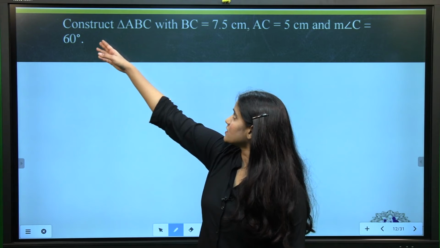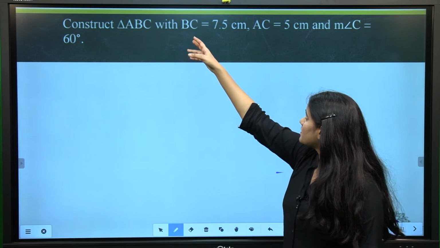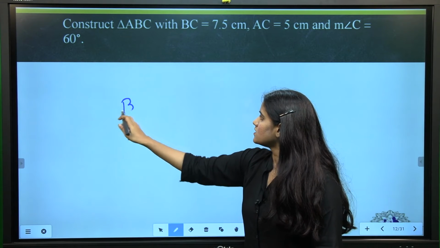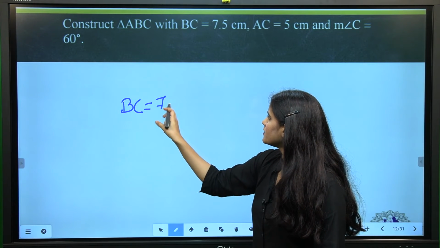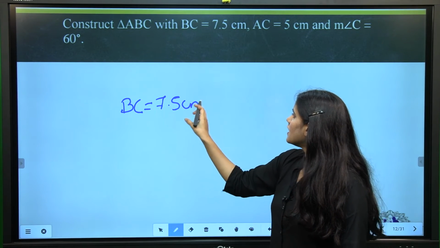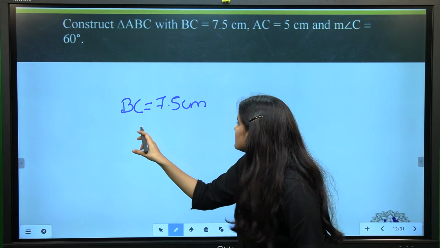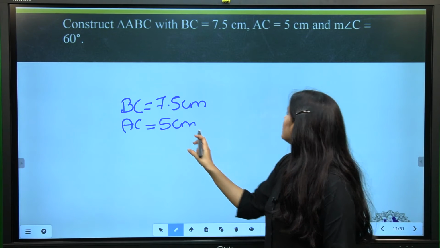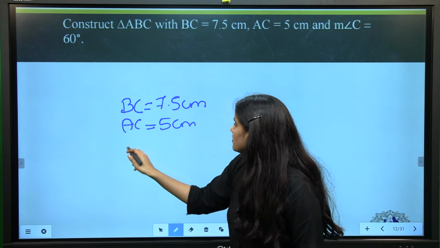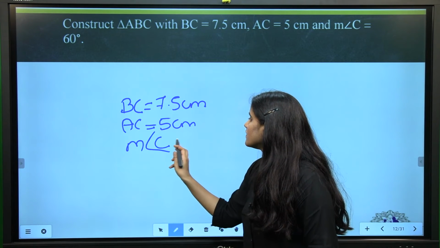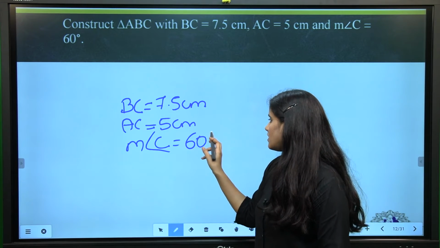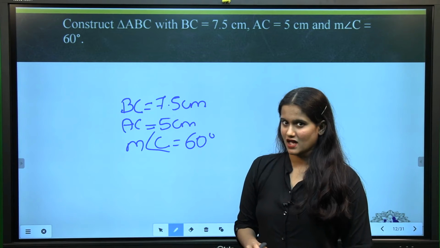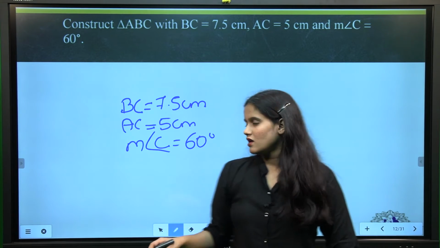Okay. Now construction of triangle ABC with BC, I'll just write here. BC is 7.5 centimeter and then AC is 5 centimeter and then angle C they are given, which is 60 degree. So before doing the construction, please do the rough diagram. So that will be best, okay.